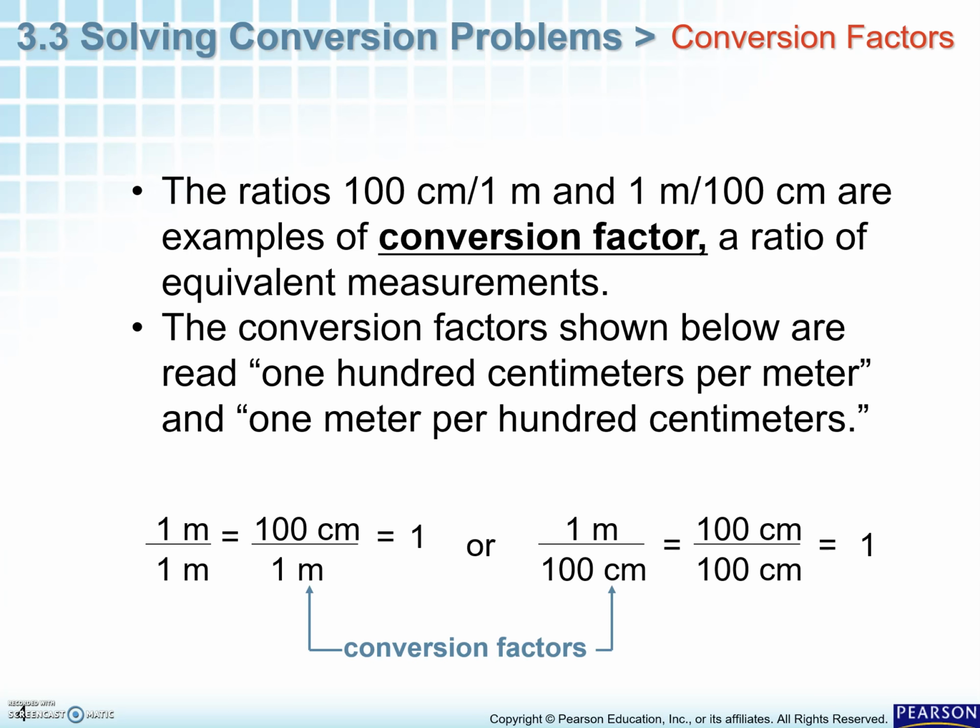They are simply the equivalent measurements of different units. The conversion factors are these two right here that we spoke of. You can read these as 100 centimeters per, which is just another way of saying divided by, 1 meter, and 1 meter per 100 centimeters. Both of those are the way that you would write and read those conversion factors.